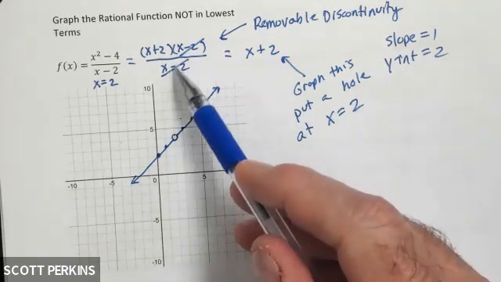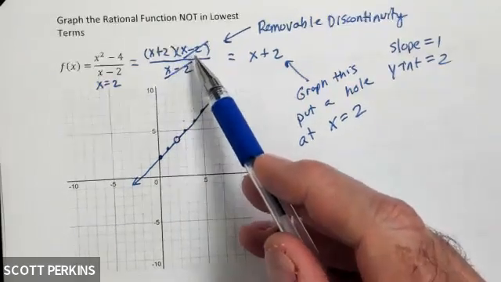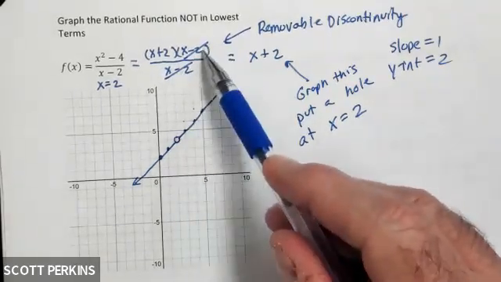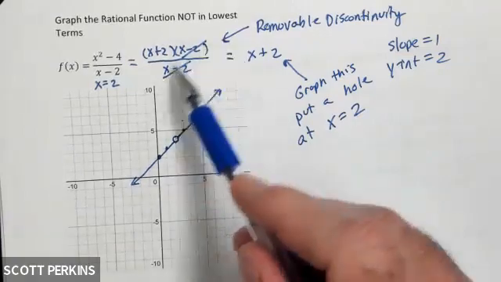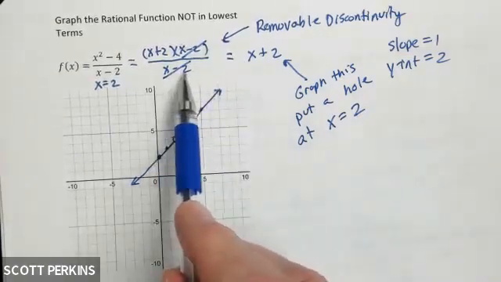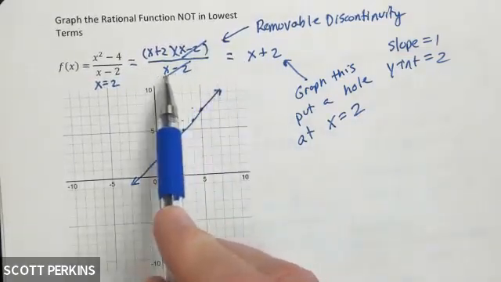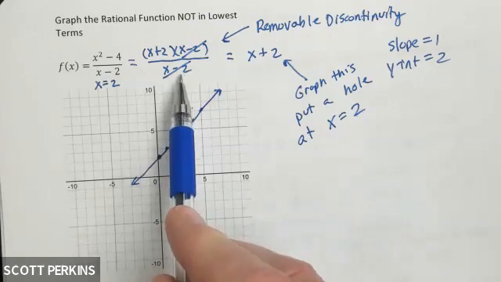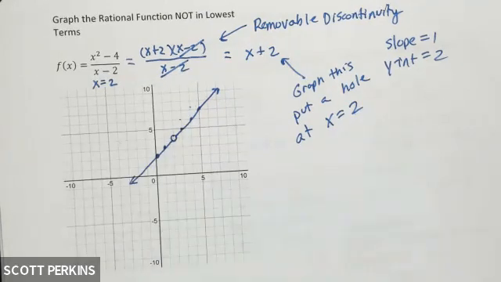The x minus 2's cancel out. That's why it's called a removable discontinuity. I removed the point of discontinuity, right? I crossed it out. That x minus 2 that created the undefined value in the bottom, I was able to remove it. That's why it's called a removable discontinuity.